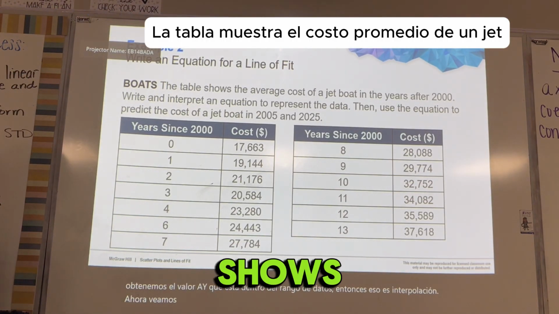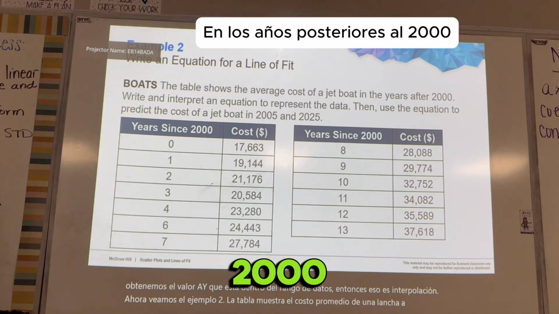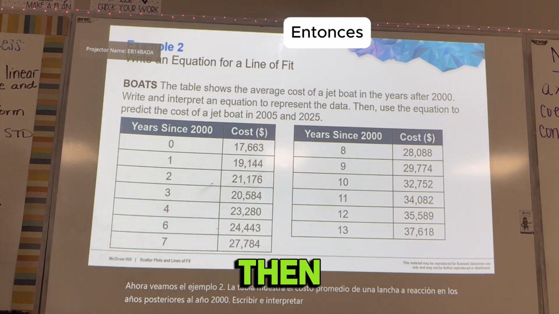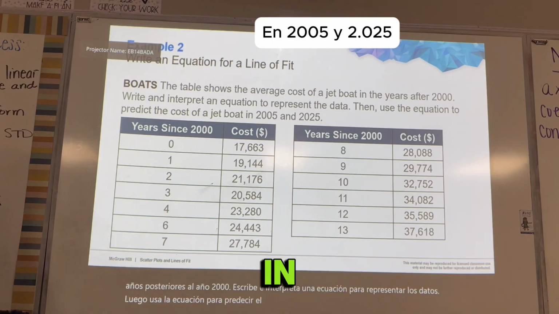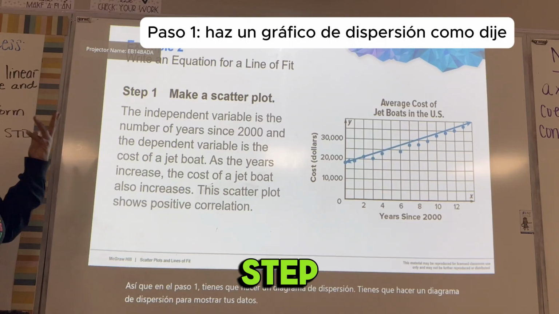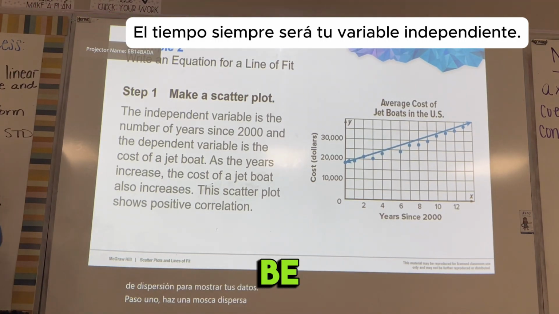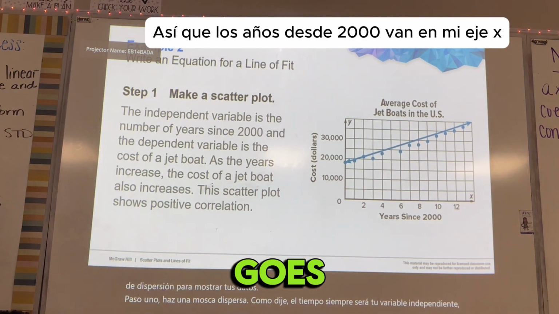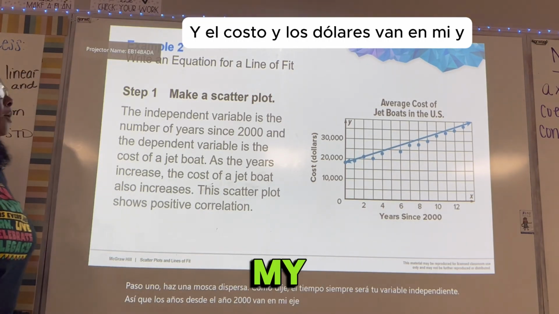The table shows the average cost of a jet boat in the years after 2000. Write and interpret an equation to represent the data. Then use the equation to predict the cost of a jet boat in 2005 and 2025. Step 1, make a scatter plot. Like I said, time will always be your independent variable. So the years since 2000 goes on my x-axis, and the cost in dollars goes in my y.